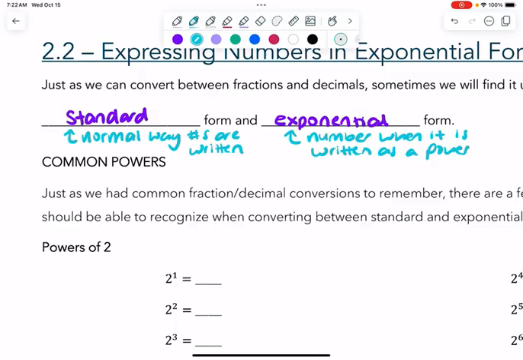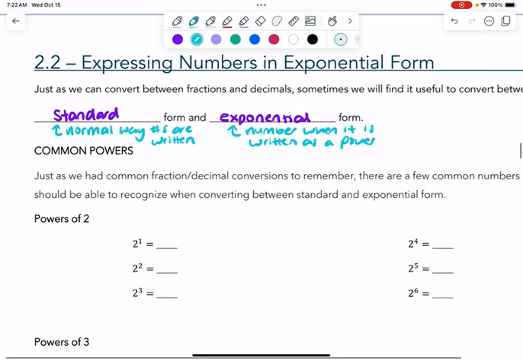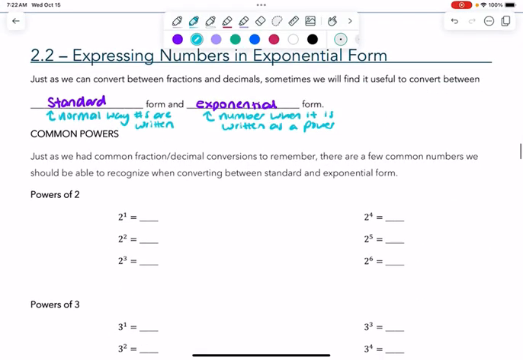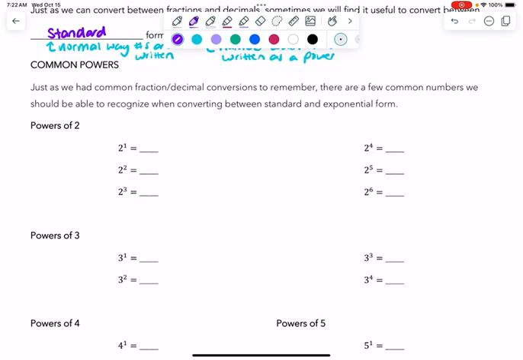of representing that number. Now, converting between the two forms can be useful and will be used for different things throughout the unit. So today's lesson is all about just converting back and forth between the two forms. Now, we're not going to look at every single number in standard form and convert it to every single way exponential forms can be, or every single exponential form of that number. But there are some really common powers.